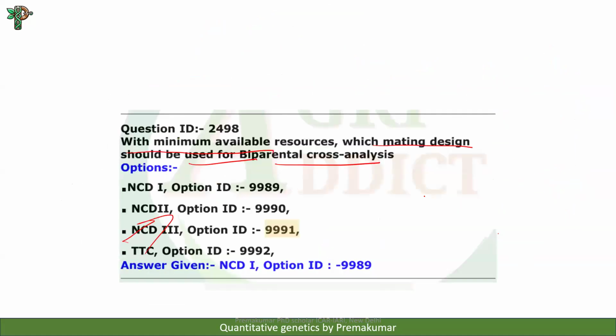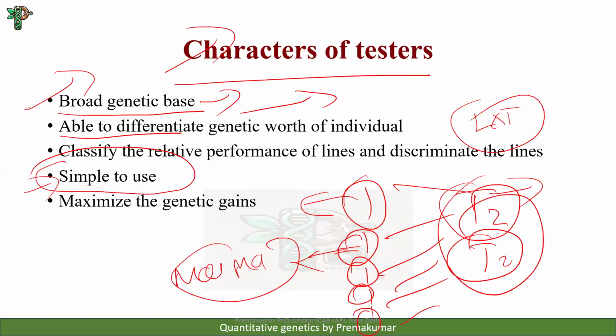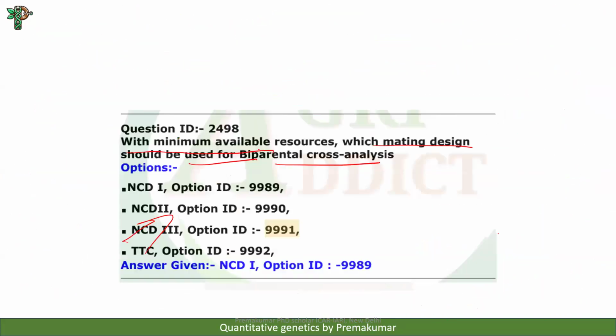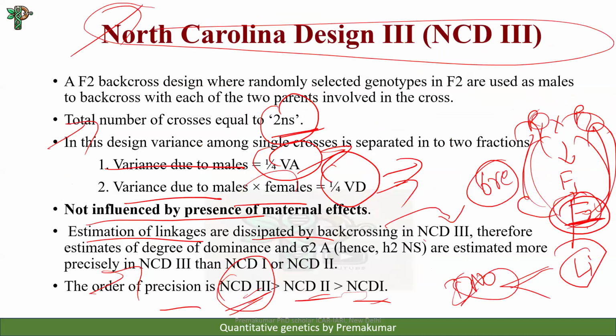It tests the presence of epistasis. In all the other designs we have discussed, no test estimates epistasis. Here it does not quantify the epistasis, but it says whether epistasis is present or not. Epistasis can be assessed by L1 plus L2 minus 2L3. If the summation is equal to 0, then we can say epistasis is absent. Then this is about the mating designs.